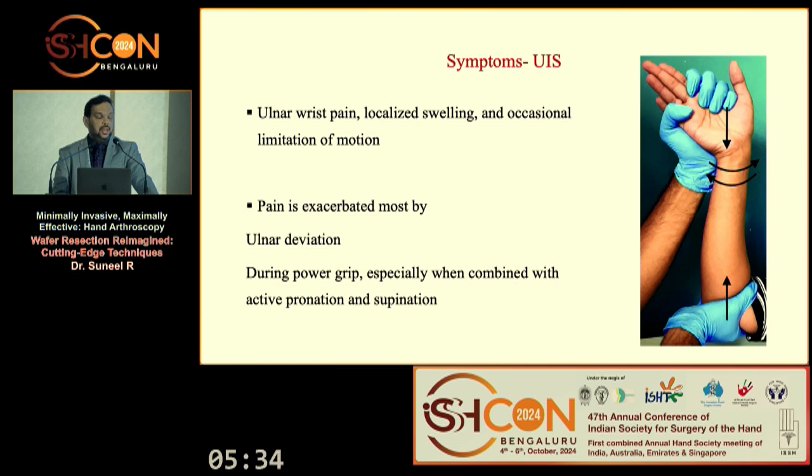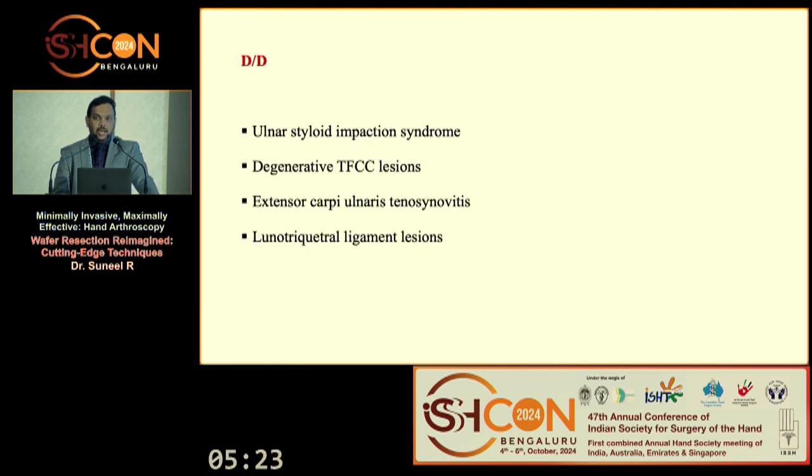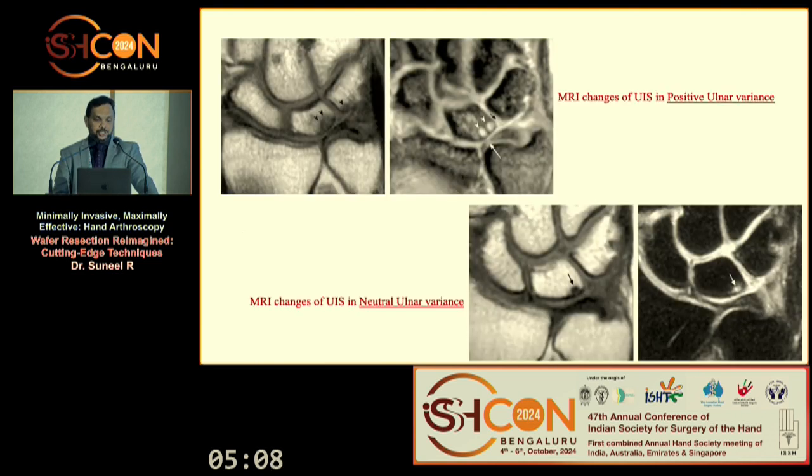Symptomatically, patients present with ulnar side wrist pain, which is predominantly exacerbated by your ulnocarpal stress test, where you ulnar deviate and rotate the forearm, and during power grip the symptoms are increased. DDs to be considered: you have your ulnar styloid impaction, where the unusually long styloid can impact. You have your degenerative or traumatic TFCC lesions, which do not show changes of ulnar impaction. Your ECU tenosynovitis and your LT ligament isolated injuries can also mimic this kind of clinical picture.